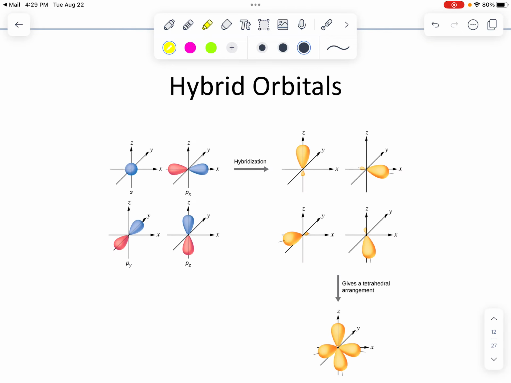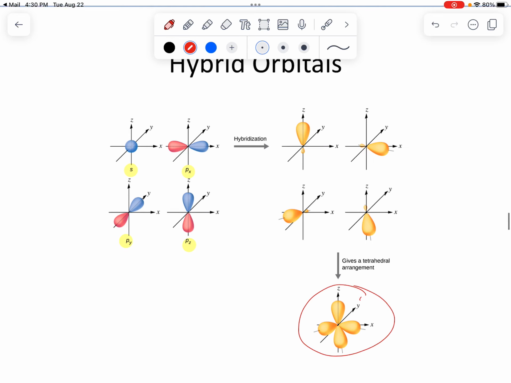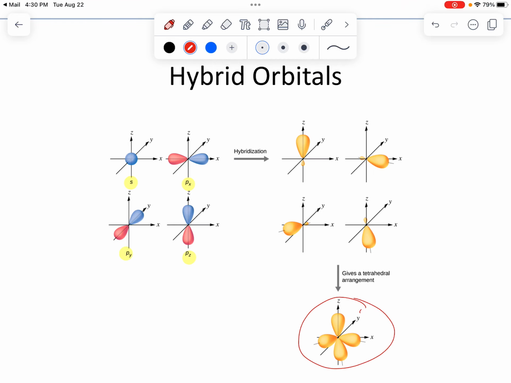Here, visualizing gets even trickier because we're thinking in 3 dimensions. Right now it's the s, the px on the x-axis, py on the y-axis, pz on the z-axis, and this hybridization process now ends up with 4 hybrid orbitals pointing at the corners of a tetrahedron. And so that's what we see. Let me scoot down a little bit. That's what we see down here. So that's how that geometry forms.